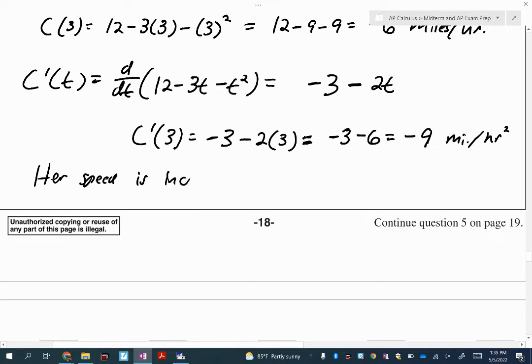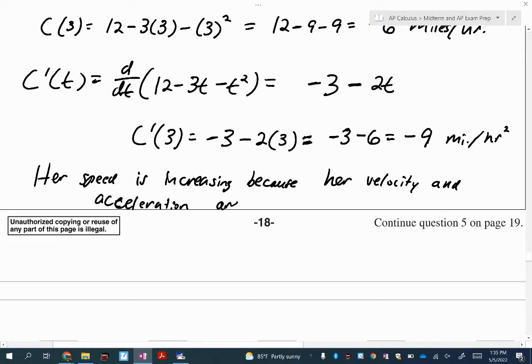Okay, so her speed is increasing because her velocity and acceleration are both negative. Who are you talking about, Chloe? Yeah. All right.